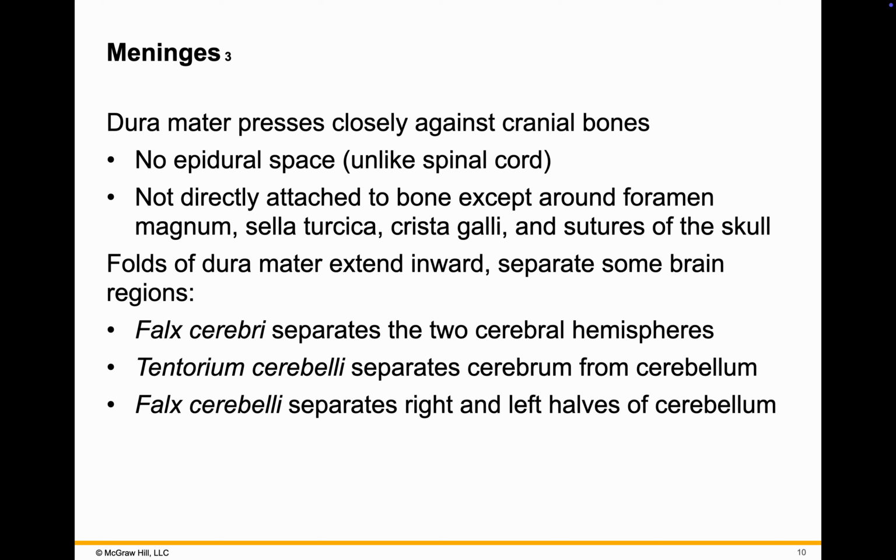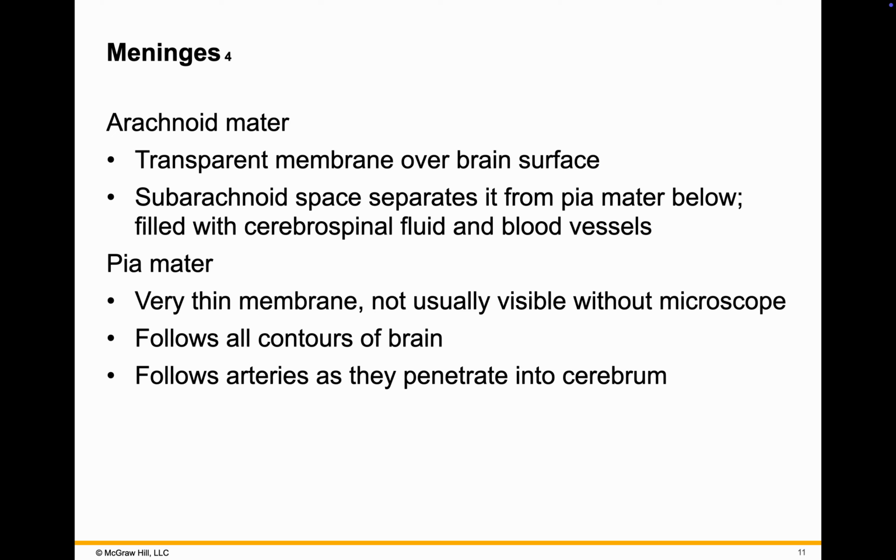There's a falx cerebri separating the 2 cerebral hemispheres, a tentorium cerebelli separating the cerebrum from the cerebellum, and a falx cerebelli that separates the right and left halves of the cerebellum. Arachnoid mater is a transparent membrane over the brain surface. The subarachnoid space separates it from the pia mater below, and that space is filled with cerebrospinal fluid and blood vessels. Directly against the brain is the pia mater, which is a very thin membrane, not usually visible without a microscope. It follows all the contours of the brain, and it follows the arteries as they penetrate into the cerebrum.